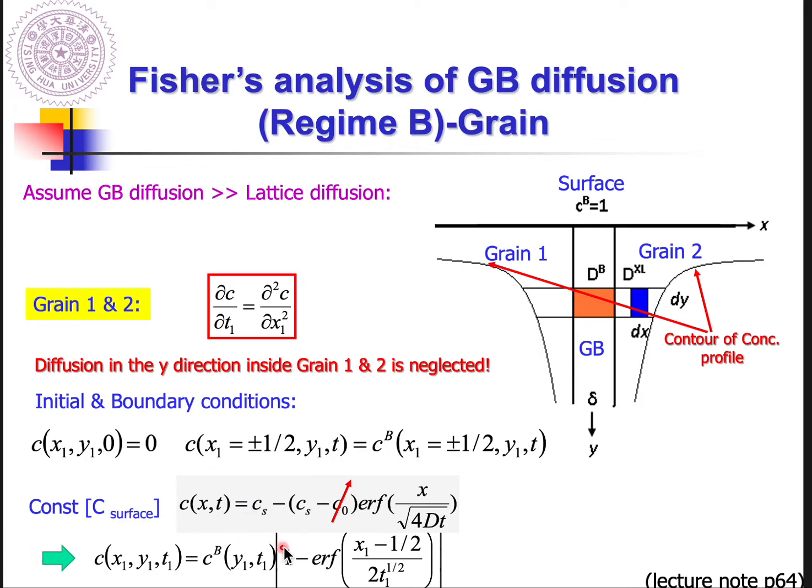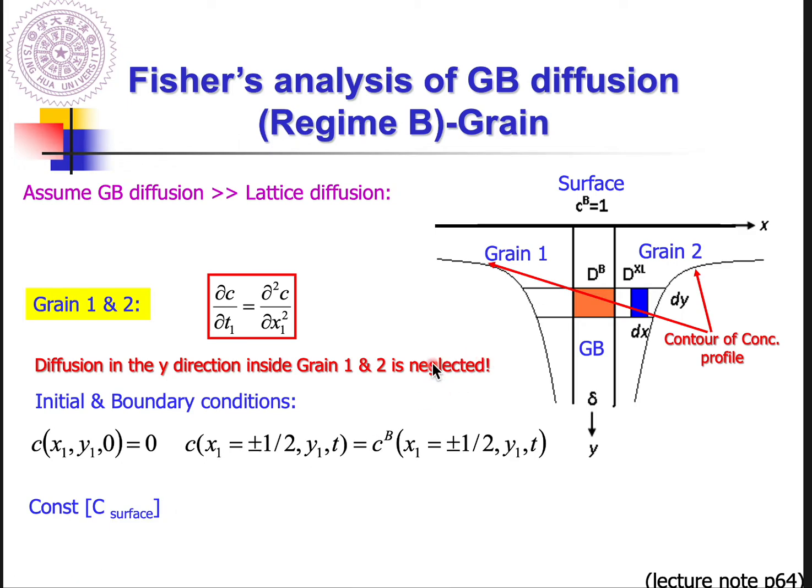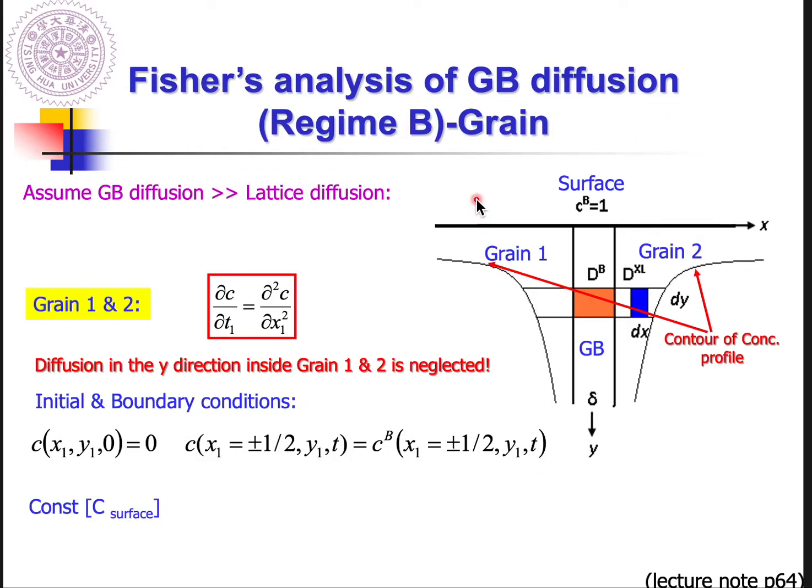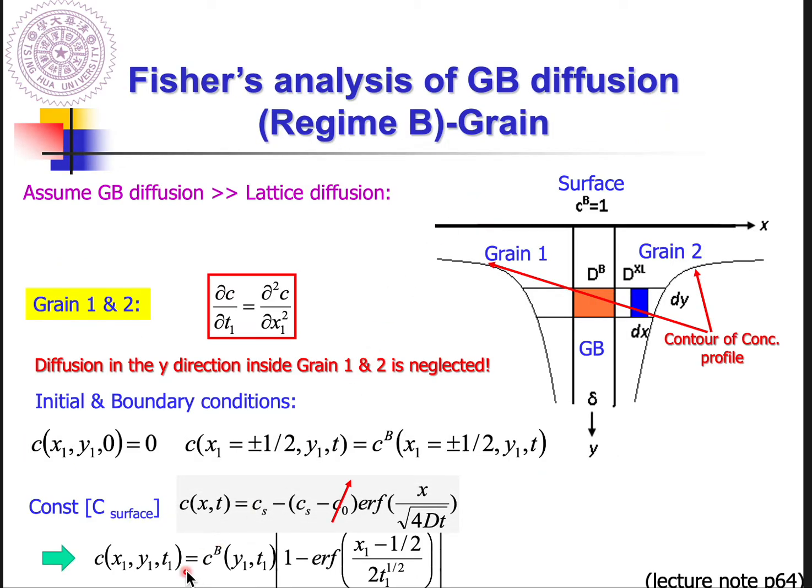Cs you can take out, times 1 minus the error function. And Cs, in the cases we talked about in chapter 3, is a constant, remaining constant. But in this case, it is not a constant. The Cb changes with y and t. So we use this Cb, which changes with y and t, to substitute Cs, and the rest we just copy, 1 minus the error function. And for the x and t, we use x1, y1, t1 to substitute, then we can get these results.